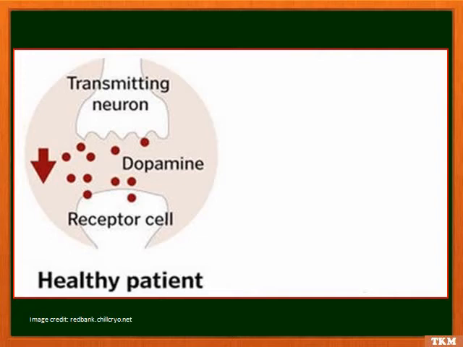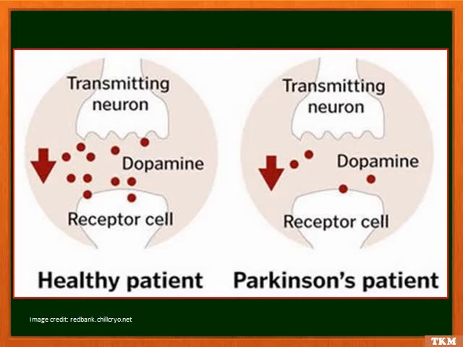So the transmitting neuron, when it produces enough dopamine and it reaches the receptor cell, this happens in a healthy patient, whereas in a Parkinson's patient, the transmitting neuron doesn't produce dopamine in enough quantity. This is the reason the receptor cell will not receive dopamine, and that will lead to movement related disorders.